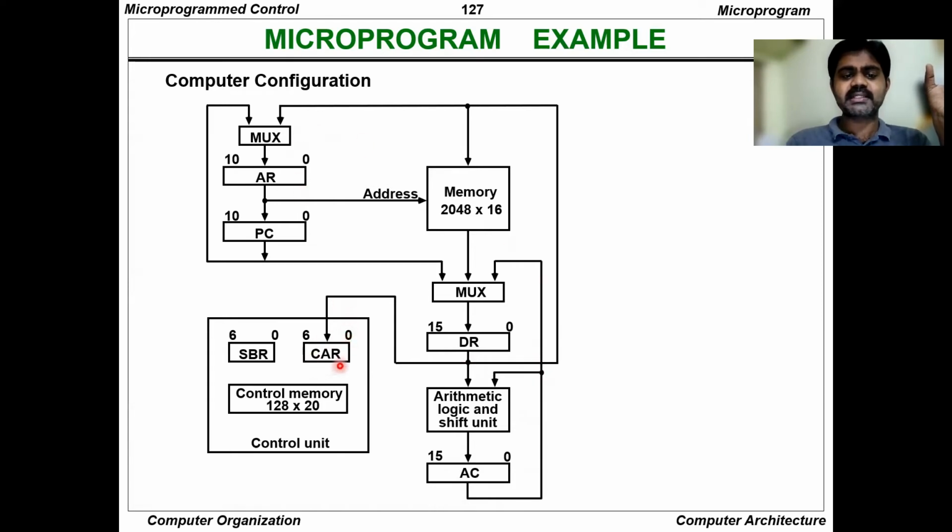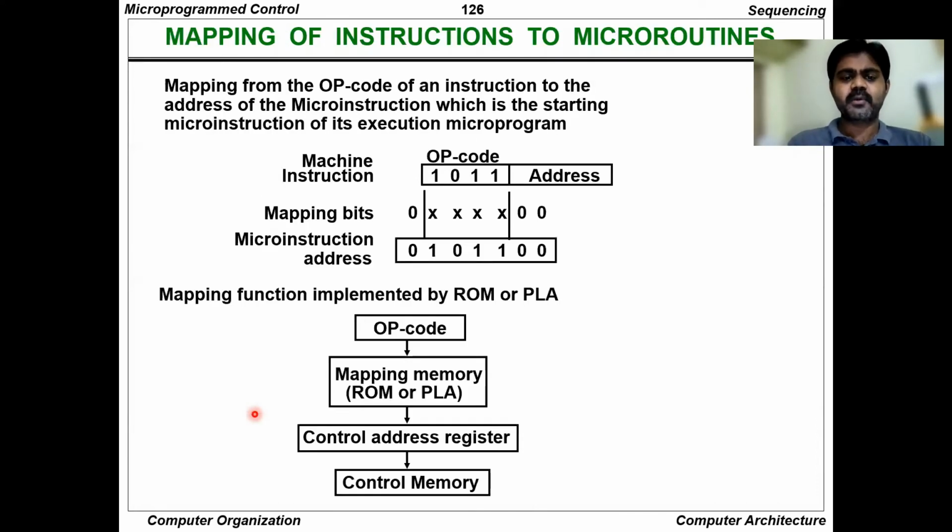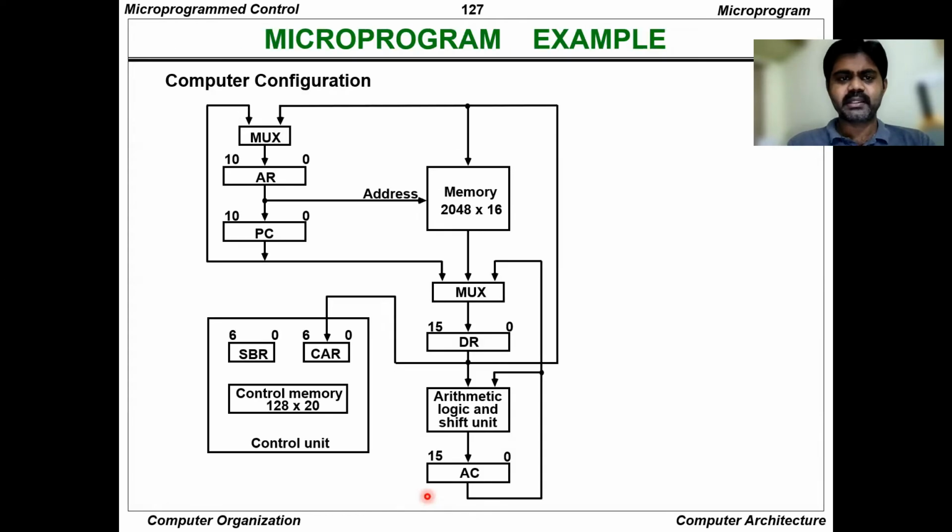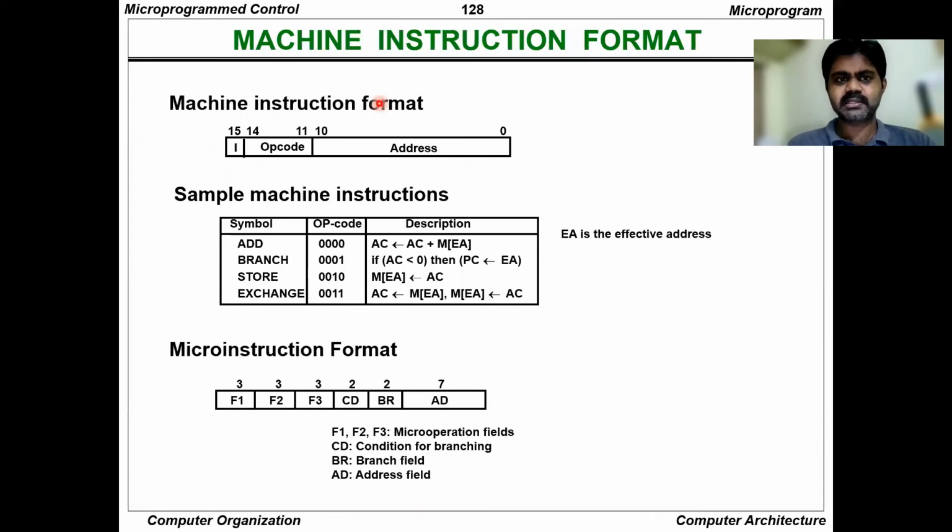And finally, we have CAR, the control address register, which is 0 to 6, 7 bits, and SBR, the subroutine register, again 0 to 6, 7 bits. And your control memory is 128 into 20. Memory is 2048 into 16, whereas the control memory belongs to the control unit. In the main unit, the control unit is a small part which occupies only 128 into 20. But anyway, we have a link between these two from memory, finally connected to the control address register. How is it controlling? That's what we have seen here: opcode, mapping memory, ROM or PLA, then again control address register and control memory. So that's what the micro programming example is.